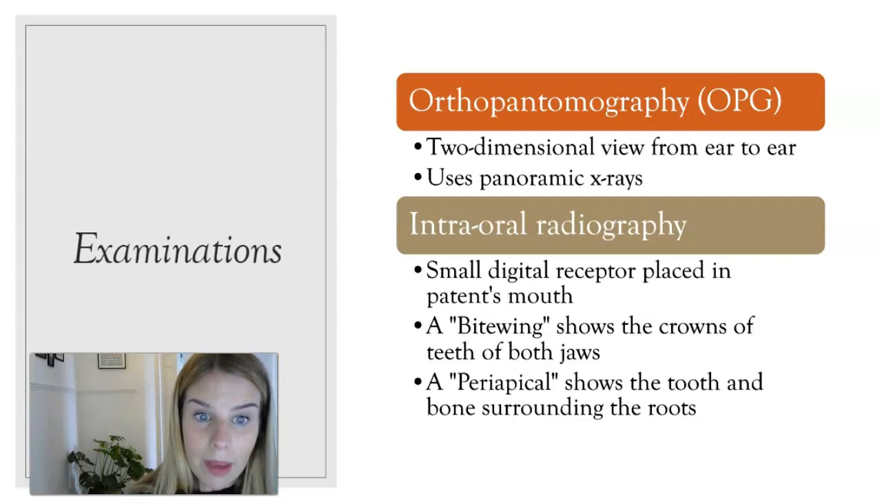We also, you might have noticed when you go to the dentist, have intraoral radiography, and that's when you put the image receptor inside the mouth. So there's two different types that are most commonly used. One is the Bitewing, we'll talk about that in a wee second, and one is the Periapical, but we'll look at them both in a little bit more detail.